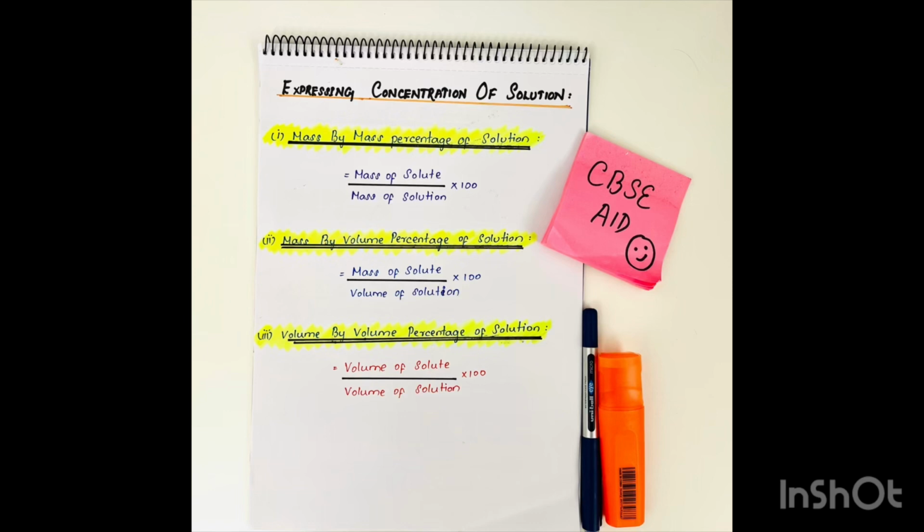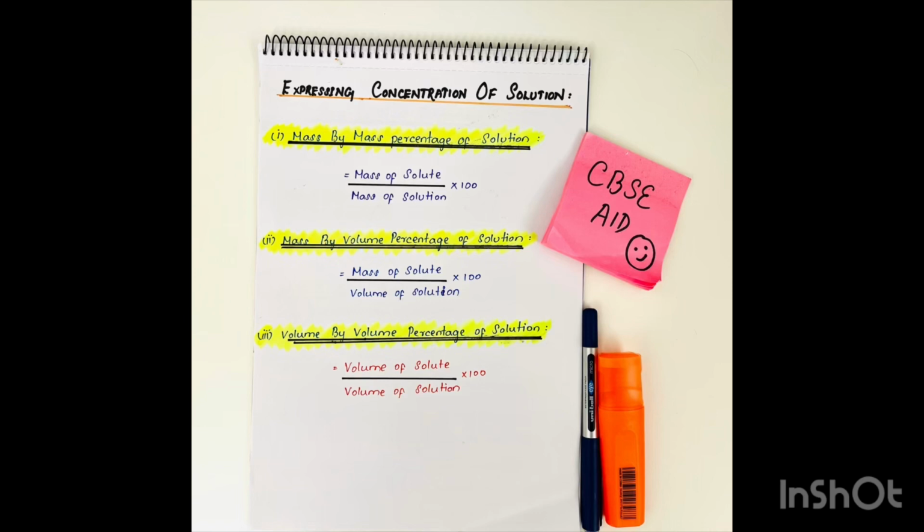In all the 3 methods, if you notice, the denominator always has solution in it. It is either the mass of the solution or volume of the solution, depending on the question, but the denominator always will contain the solution. And the numerator always contains solute. Depending on the question, it's either the mass of the solute or volume of the solute that's put in the place of the numerator. Nowhere the solvent is taken into consideration in the place of numerator or denominator.